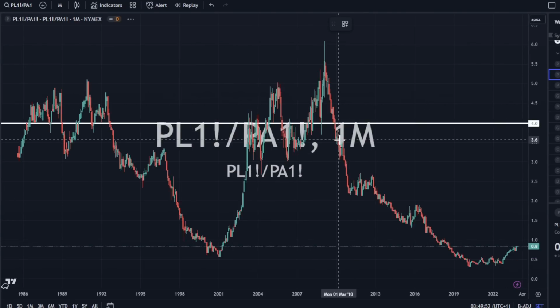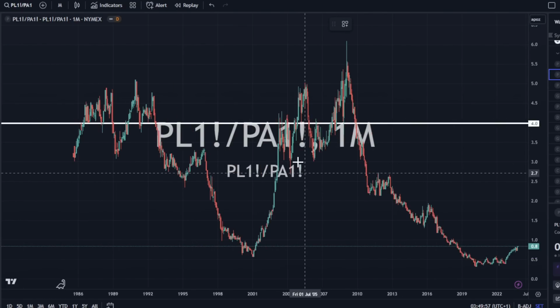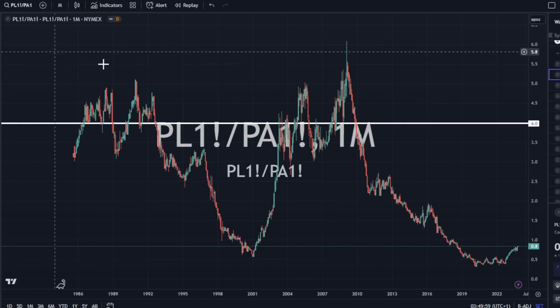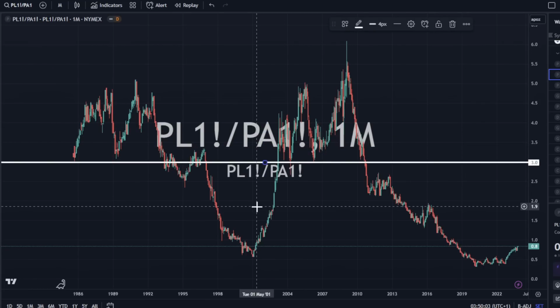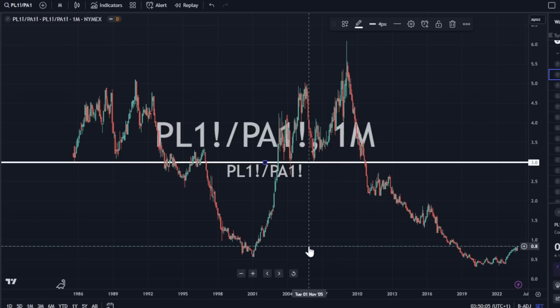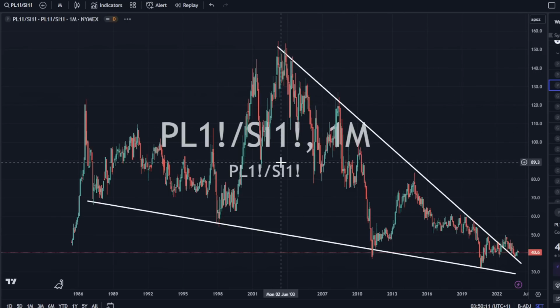Platinum in relationship to palladium is also incredibly cheap. I would say the average ratio, it's a little bit below this, is somewhere in this range around 3 to 1. Right now we're at 0.8, which is really cheap for platinum. So platinum is cheap, palladium is expensive. Platinum versus silver, platinum is cheap against silver.